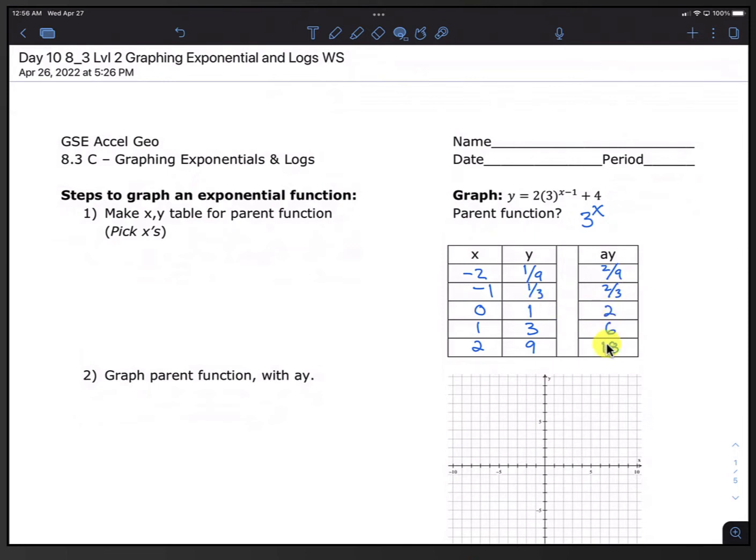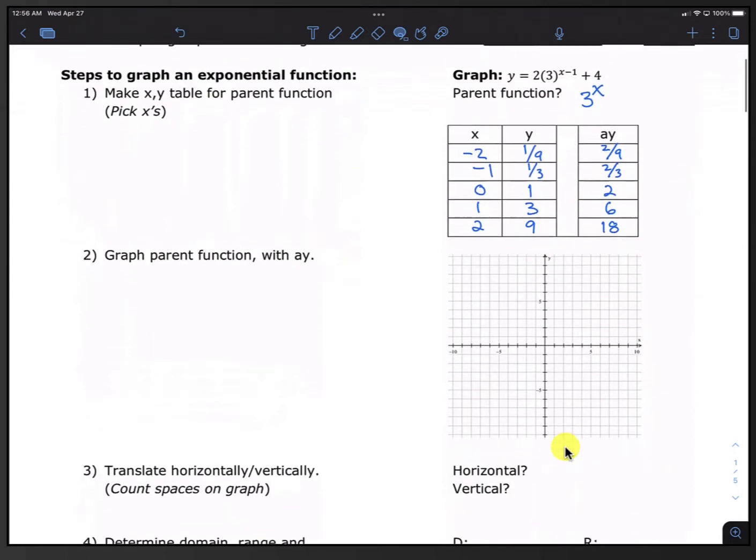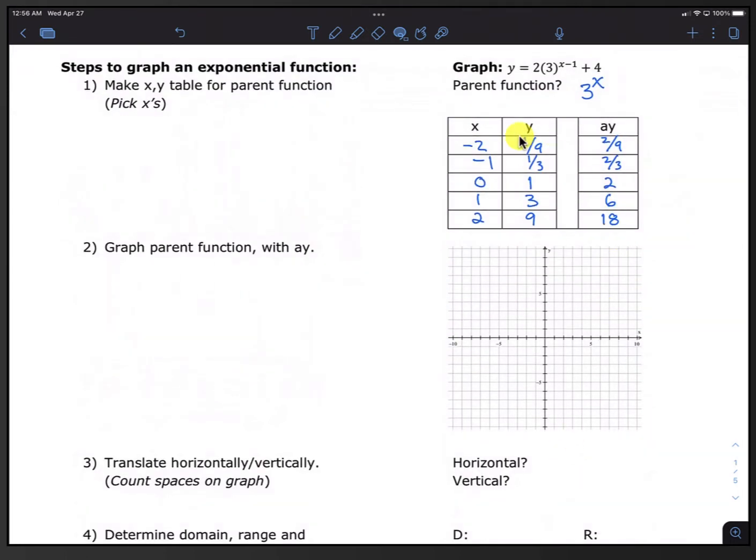All right, now we're going to go ahead and plot those points. What are we plotting? We're plotting the x coordinate with the a times y coordinate. So that's -2, 2/9. We're plotting -1, 2/3. We're plotting 0, 2. We're plotting 1, 6. And then we're also plotting 2, 18.